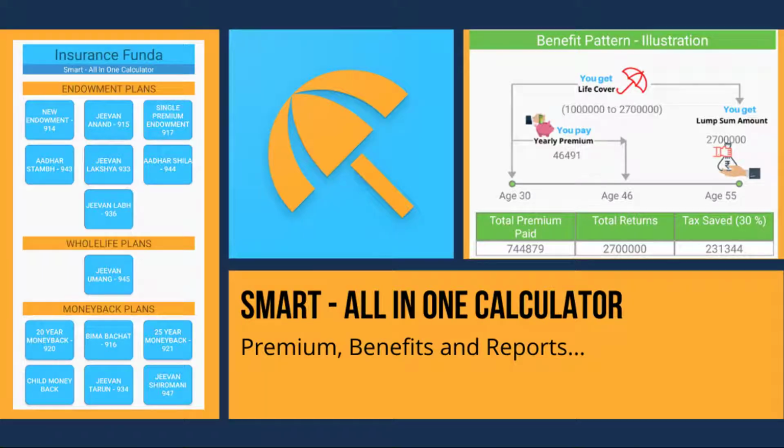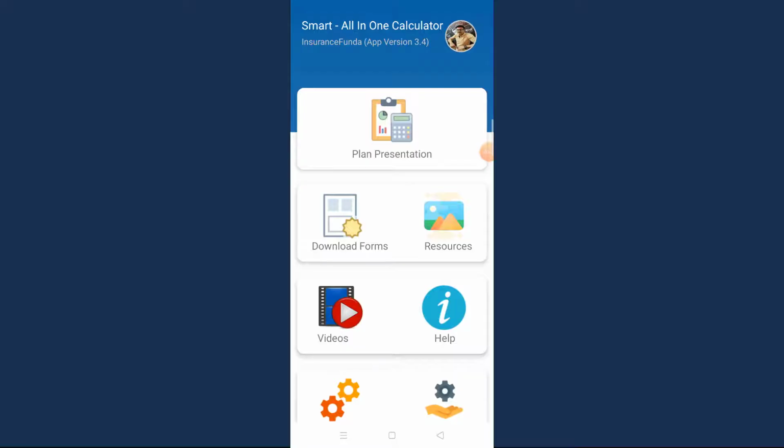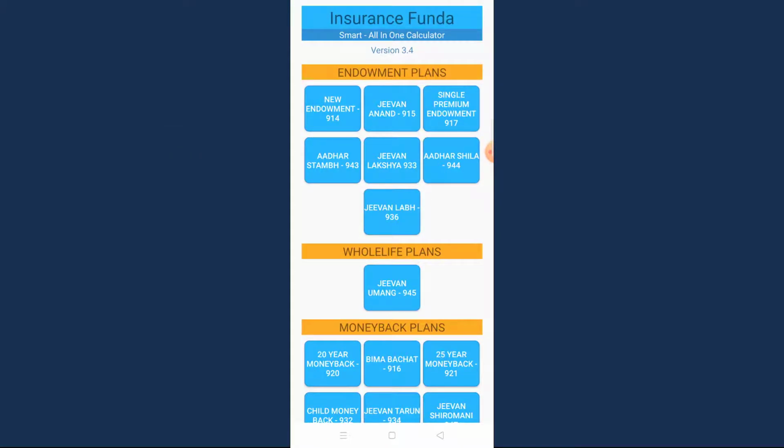Dear friends, now let us see how to get the plan features in this calculator. Go to the plan presentation. Now you can select the plan. For example, let's select Jeevan Anand.